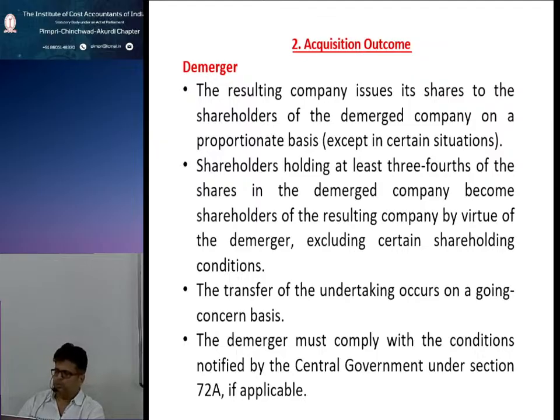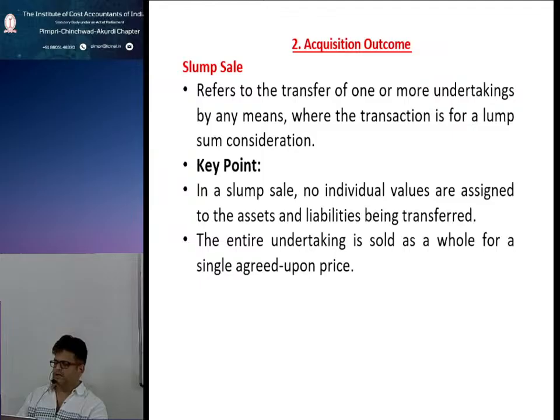Shareholders holding at least 3/4 of the shares in the demerged company become shareholders of the resulting company by virtue of the demerger, excluding certain shareholding conditions. So typically these are the conditions that have been prescribed by the Income Tax Act for a transaction to constitute a demerger per se. The transfer of the undertaking occurs on a going concern basis. The demerger must comply with the conditions notified by the central government under section 72A of the Income Tax Act, if applicable. Then another type of restructuring is slump sale.